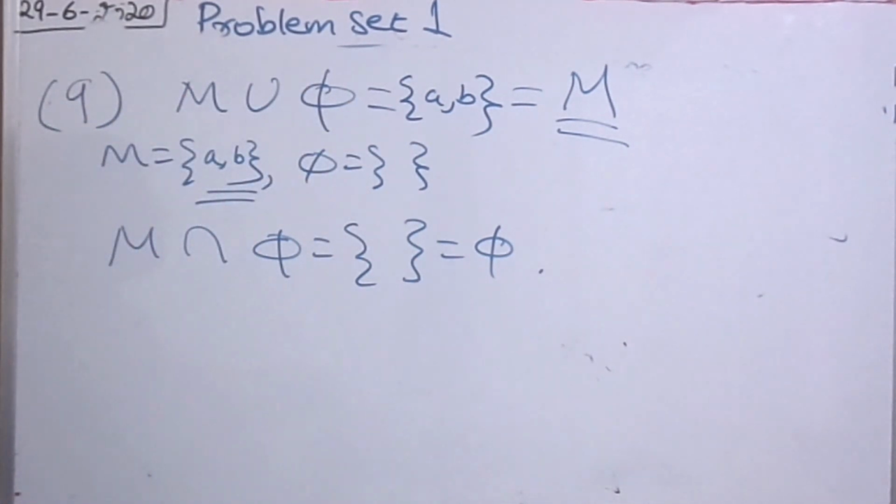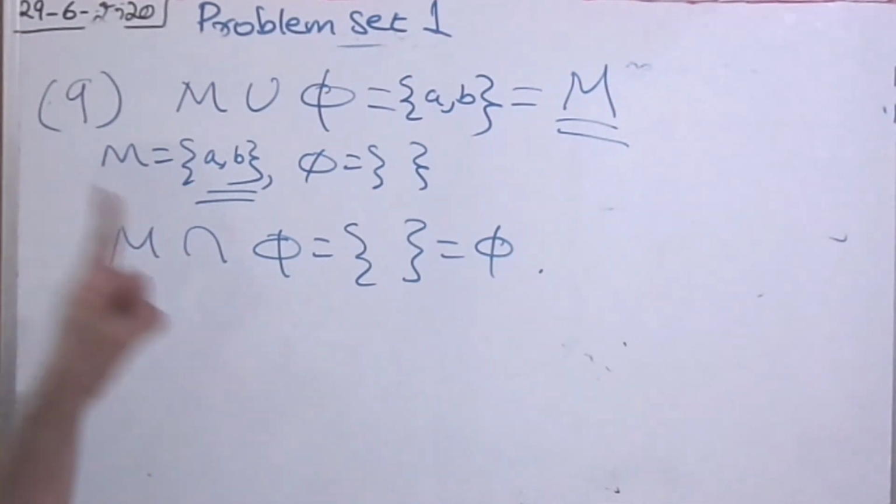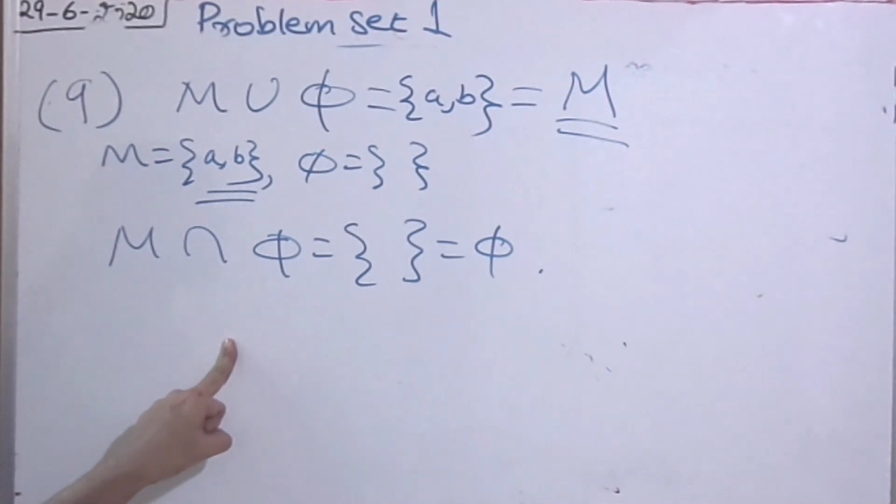So children, we have completed all union and intersection type sums. The remaining sums will be done in the next class. And please do all the sums done on the board in your notebook, and plus whatever I have told for homework, that you all have to do it in the notebook.